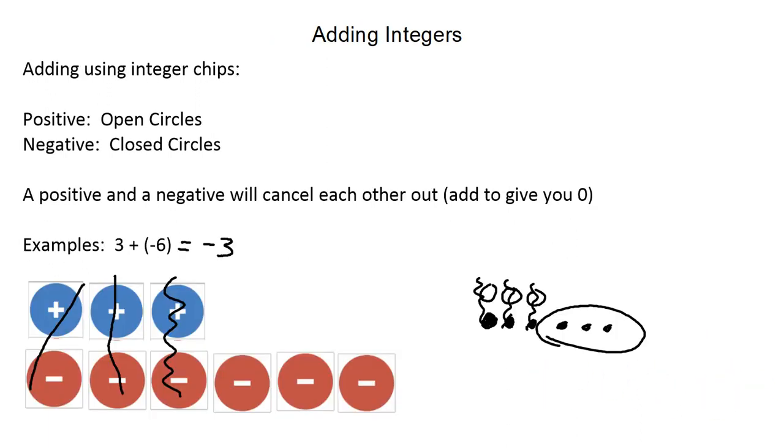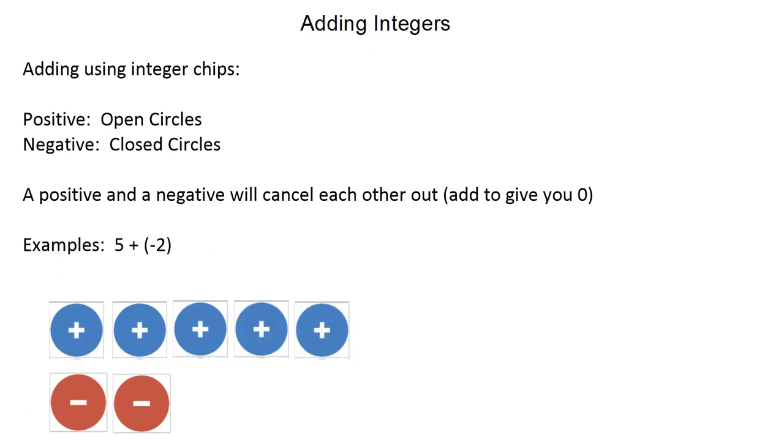So let's take a look then at some more examples. Let me move down here a little bit. In this one, I have a +5 adding a -2. Once again, these two cancel each other out because we have a positive and a negative that equals 0. So do these two. I'm left with 3 positives, and that is my correct answer. 5 plus -2 is +3.